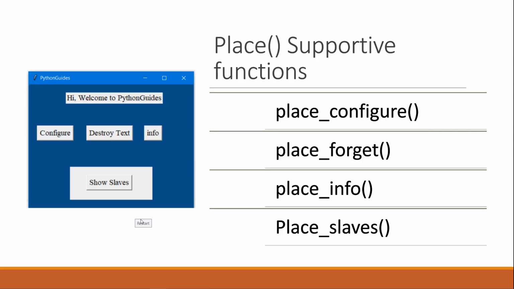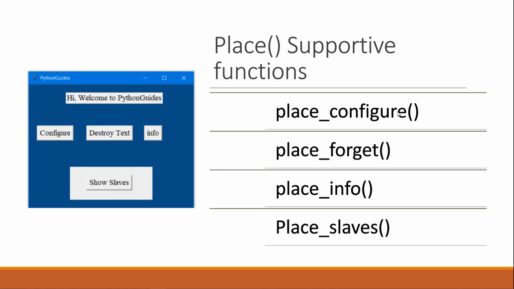Our last section is all about the supportive functions associated with Place Geometry Manager. There are 4 methods that we can use to add more functionality to our software. Place Configure is used to change the value of Place Geometry Manager during runtime. You can change any option using the Place Configure.